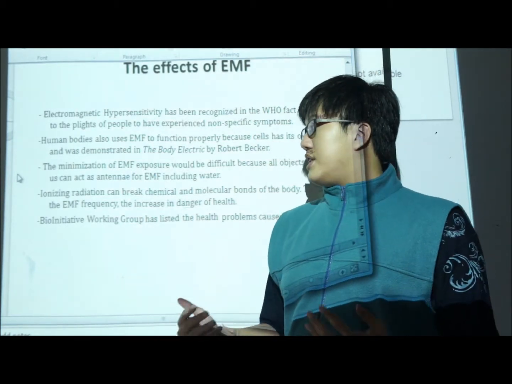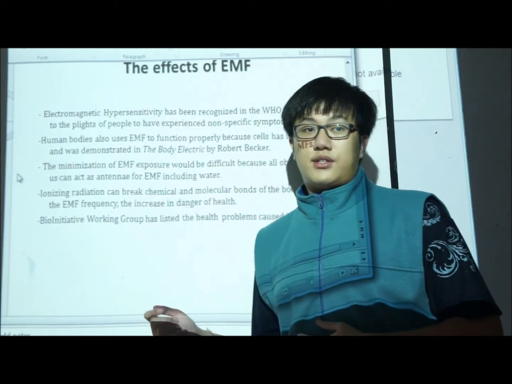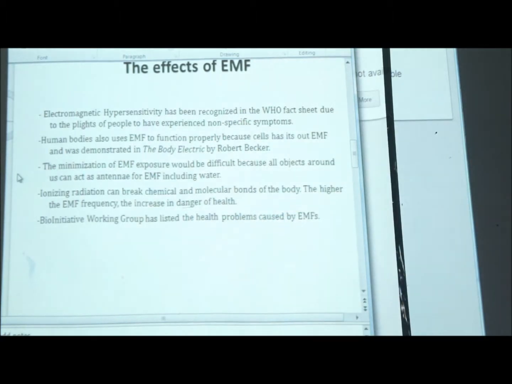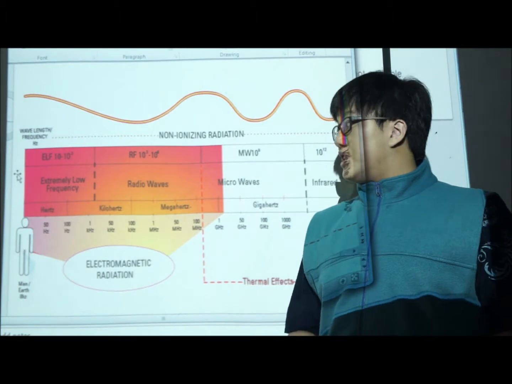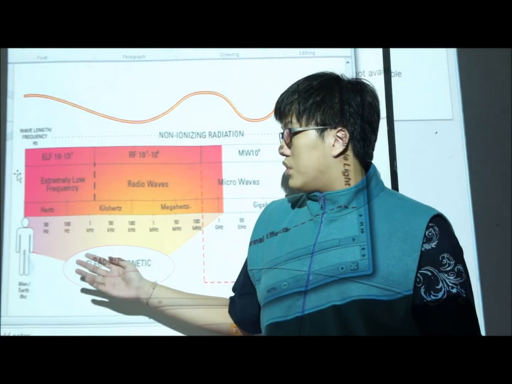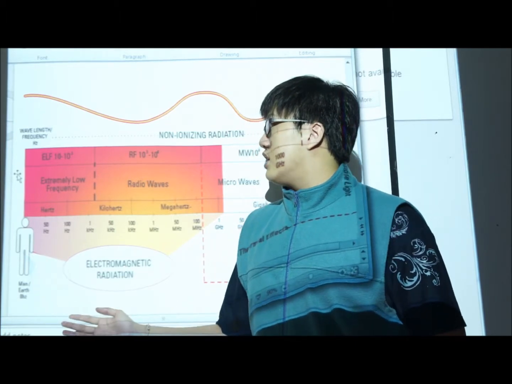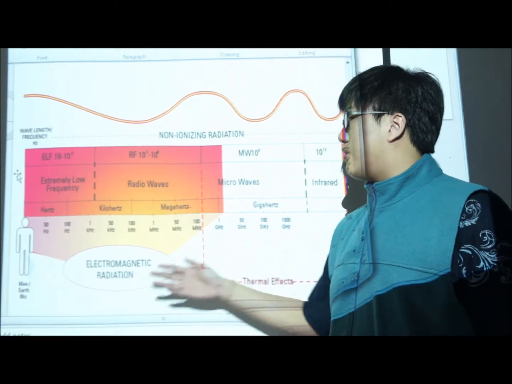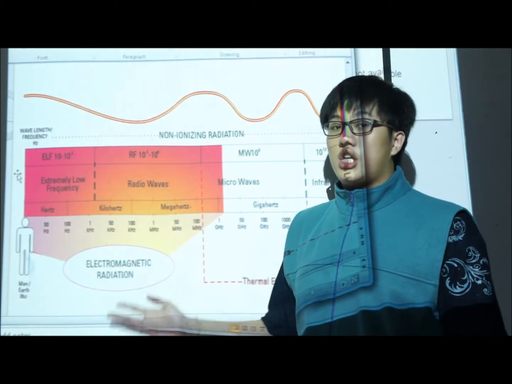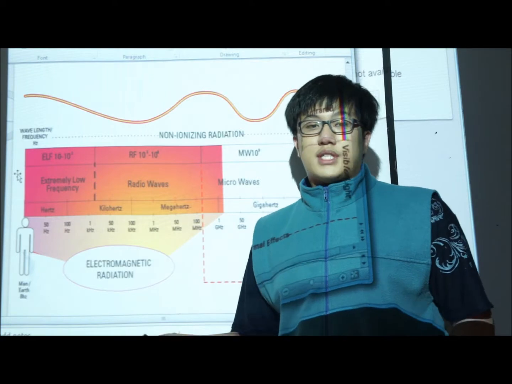The Bio-Initiative Working Group has listed a few health problems related to it. And from this chart, we will realize that a man would naturally have 8 Hz of frequency in his body, compared to all the EMFs around him, even non-ionizing radiation, which is said to lack dangers towards our health.